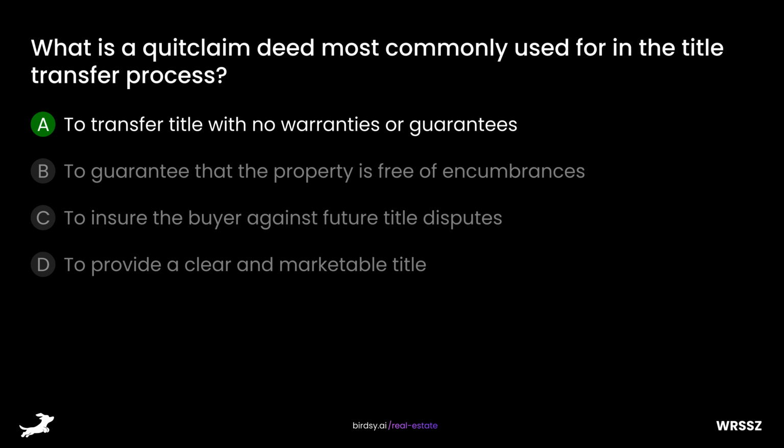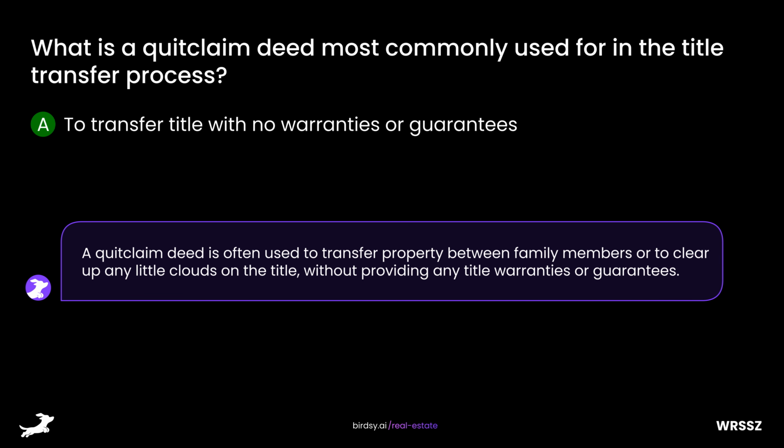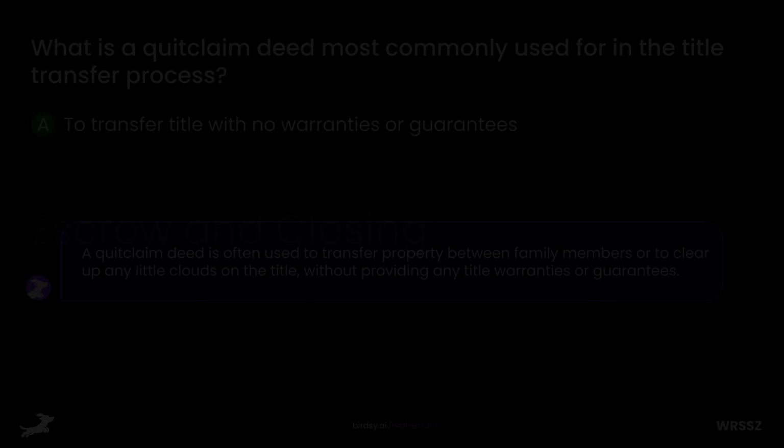The answer is A, to transfer title with no warranties or guarantees. A quitclaim deed is often used to transfer property between family members or to clear up any little clouds on the title without providing any title warranties or guarantees.